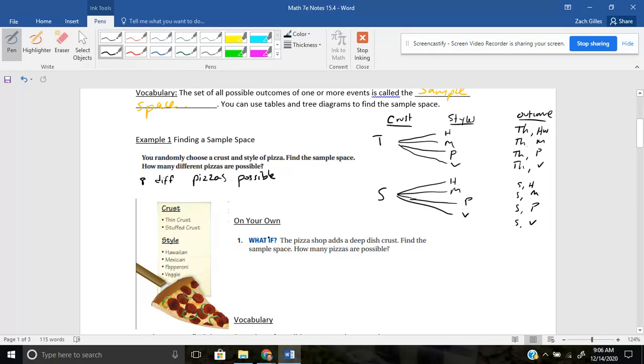All right, now for the on your own, it says, what if the pizza shop adds a deep dish crust? So now we're going to have a thin, we're going to have a stuffed, and we're also going to have a deep dish. Okay, find the sample space. Well, now I just add a crust, and I still have those four styles available of Hawaiian, Mexican, pepperoni, and veggie. So essentially, I just added 4 pizzas to my original outcome, so I'll have 12 different pizzas possible. Okay, you added one more crust, so you can do one more style with each crust that you add.